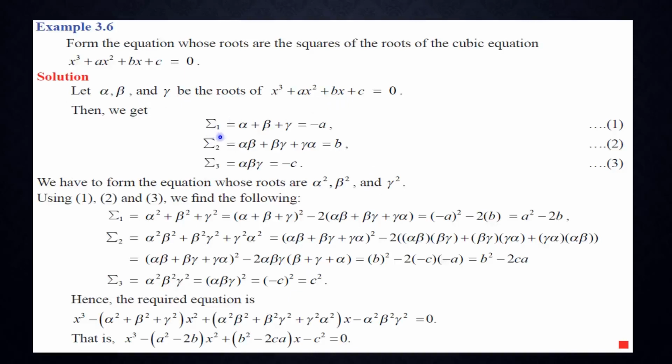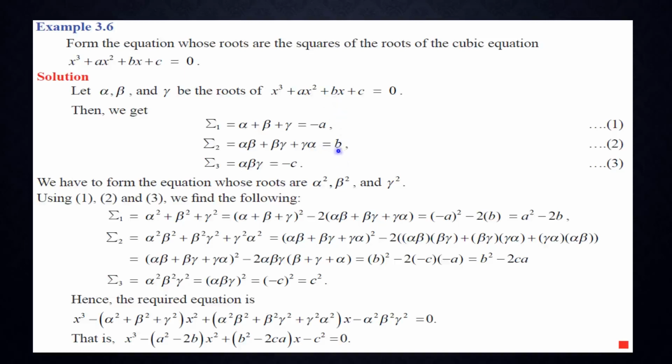Here summation 1 represents the sum of the roots. That formula is minus b by a. Here instead of b we are having a. For that a coefficient 1, so we will get minus a. For summation 2 means sum of the product of two roots. That formula is c by a. Here instead of c we are having b.